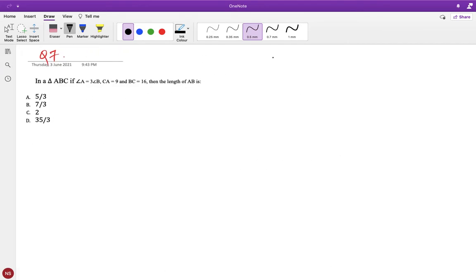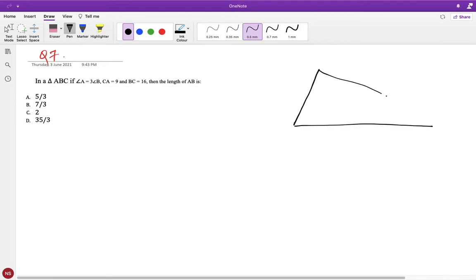In a triangle ABC, if angle A is equal to 3 times angle B, CA is 9 and BC is 16, then the length of AB is what? Now when I was solving this problem, I thought this was a lengthy problem compared to the others. It took a lot of time to solve.